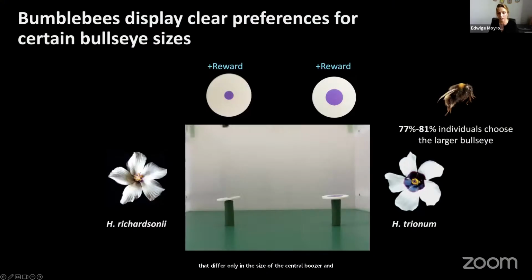And they even show some clear preferences for the disc with a bigger bullseye when both discs were equally rewarding. And this preference was actually even stronger when we repeated this experiment with real flowers.